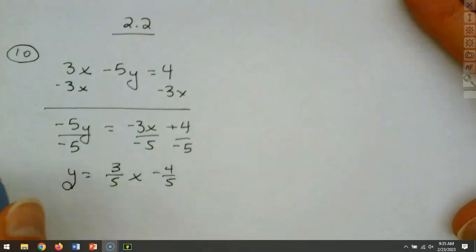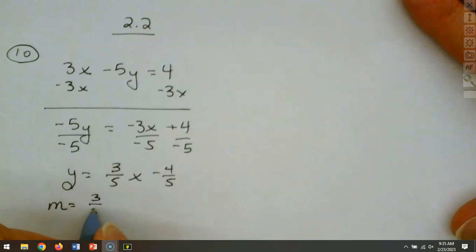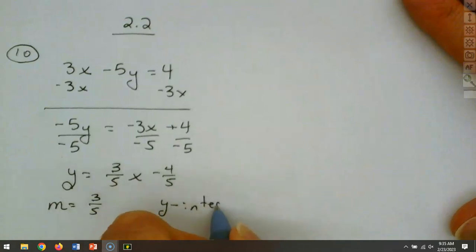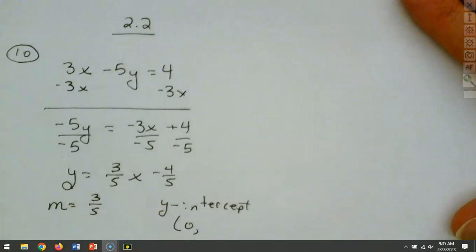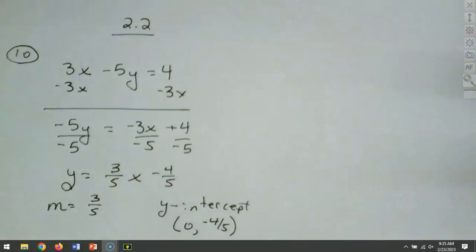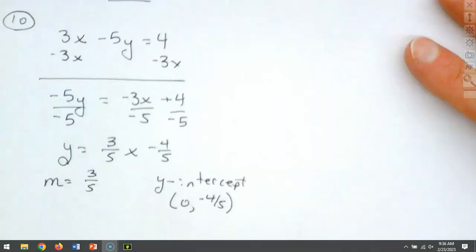So now we need a point and a slope, and the slope is going to be the number in front of the x, so that's your 3/5, and the point is going to be your y-intercept. And that y-intercept as an ordered pair is 0, negative 4/5. Now we can graph it.